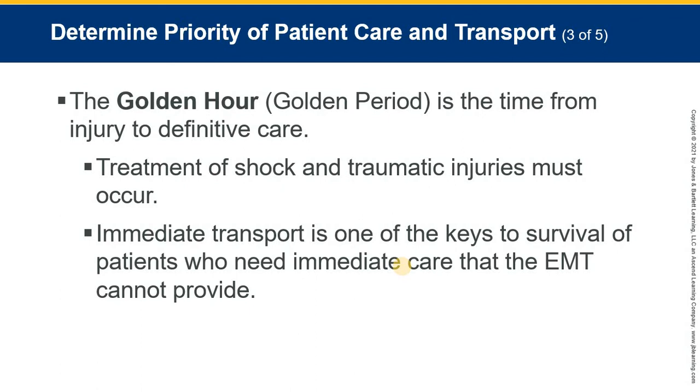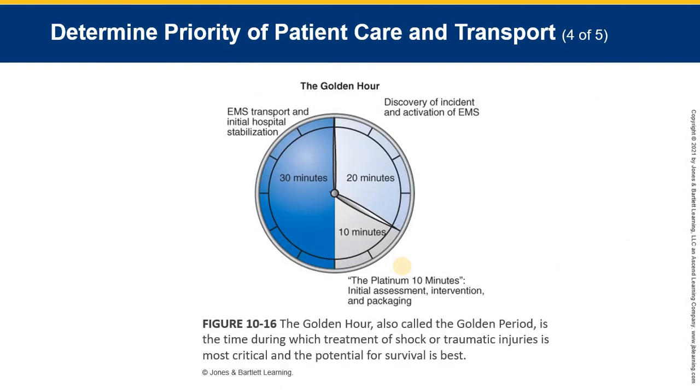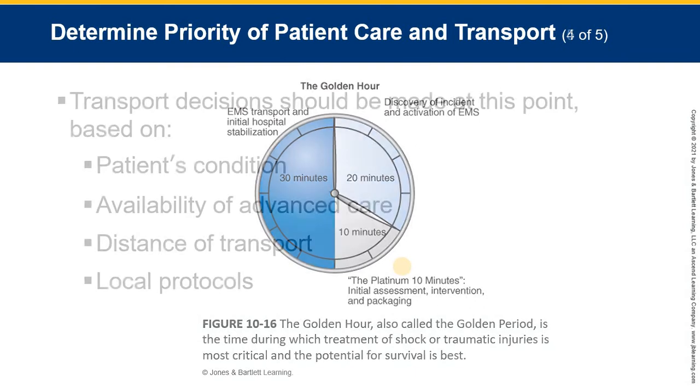Now, this idea of the golden hour, where it's an actual 60-minute time frame, some people might have that 60 minutes. They might have more. They might have less. But the concept is still the same, where we try and treat and transport the patient as quickly as possible. Now, one of the things to also note in this golden hour is the concept of the platinum 10 with the initial assessment and intervention and actually packaging. So your goal on scene of trauma calls is to get on scene, get everything done that you have to have done, and then leave within 10 minutes.